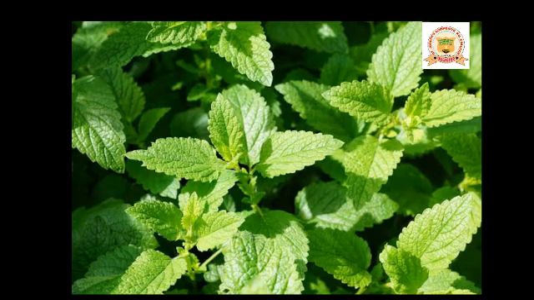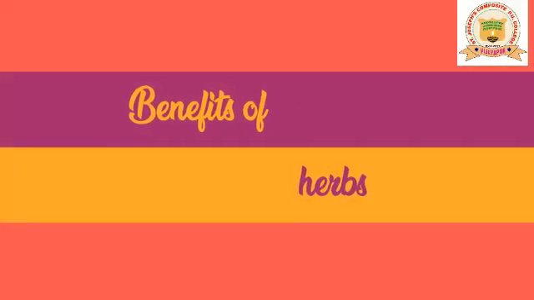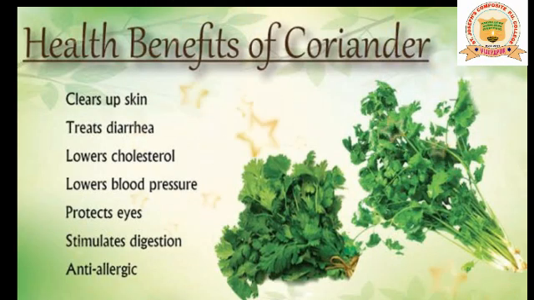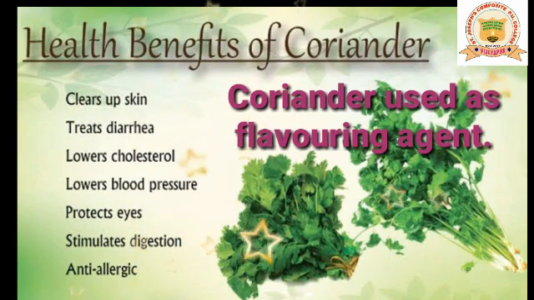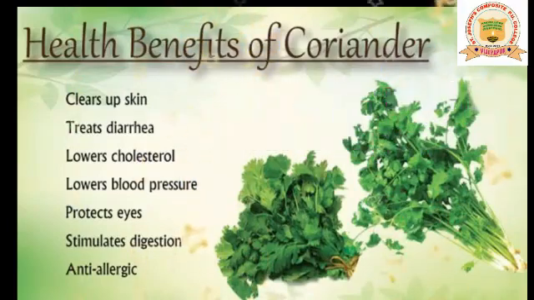Now I tell the benefits of herbs. What are the benefits of herbs? So listen how the herbs are useful. The first one is coriander. It is mainly used as a flavoring agent. Everyone knows whenever your mother prepares food items, after finishing she will garnish the food items using coriander. So coriander is used as a flavoring agent. It also protects the eyes, stimulates the digestion and it is also anti-allergic.